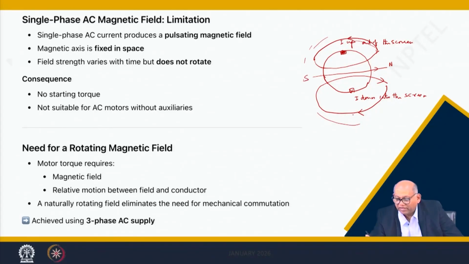But if it is an AC current, if this current I is some I max cos or sin omega t, an AC current, then this magnet fluctuates, sometimes it becomes north, sometimes it becomes south. So, it is called a pulsating magnetic field, pulsating.